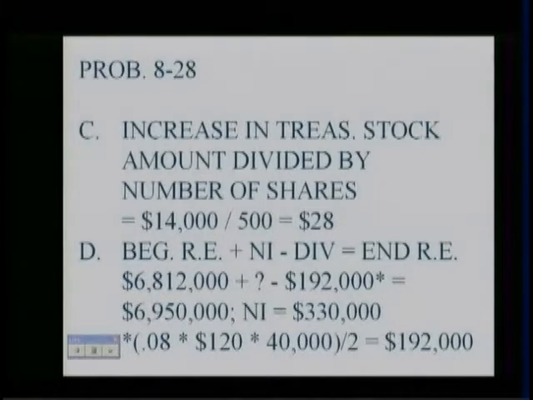You know that beginning retained earnings plus your net income minus your dividends is going to equal your ending retained earnings. You're given that amount as $6,950,000. So all you have to do is work through the math there and solve for net income. And net income results in being $330,000.